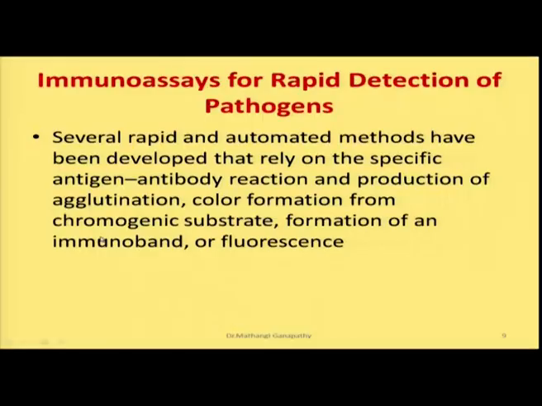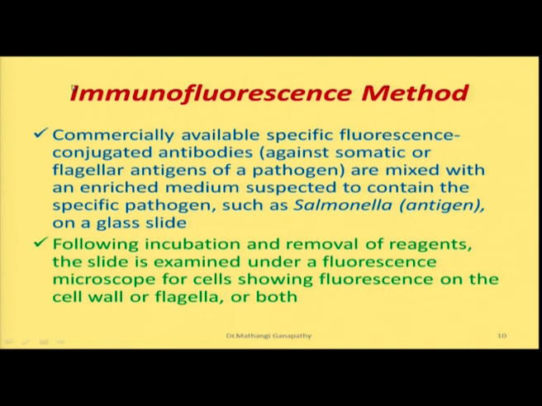So, antigen-antibody reaction, or you have the clot formation, agglutination, or when the food component reacts, if it contains a particular toxin, you can have a colorimetric chromogenic substance which can be broken down, indicating color production. So, the presence of the color or the absence of the color can indicate the presence of the pathogen or the toxin concerned, or formation of a band because of a complex formation, or presence of a fluorescence. The first among these is the immunofluorescence method.